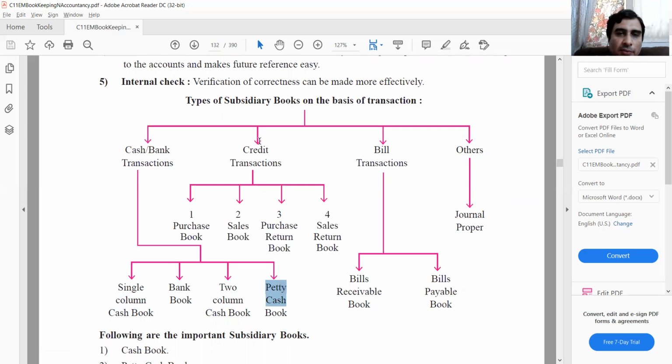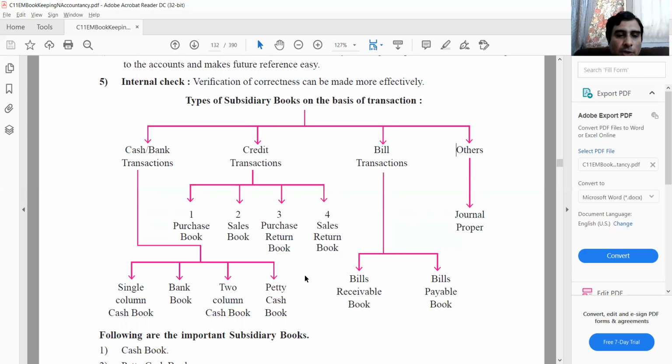Credit transactions, which is for your goods by and large: purchase book, sales book, purchase returns, and sales returns. And the third category on the top section, bill transactions, bills receivable, bills payable, and others, is your journal proper.